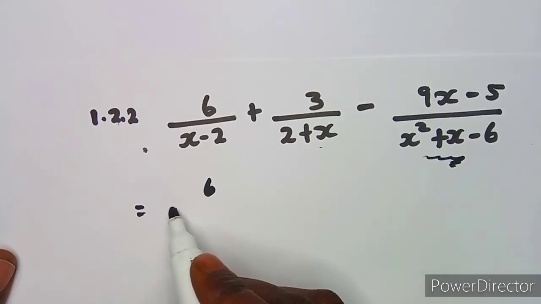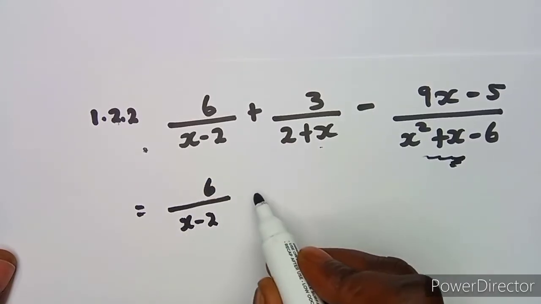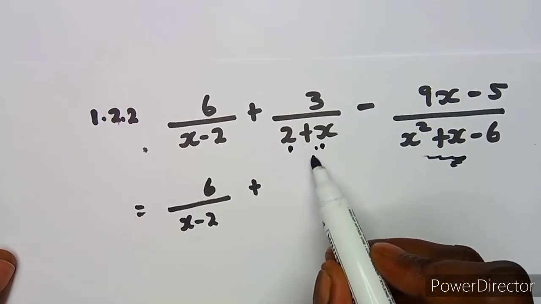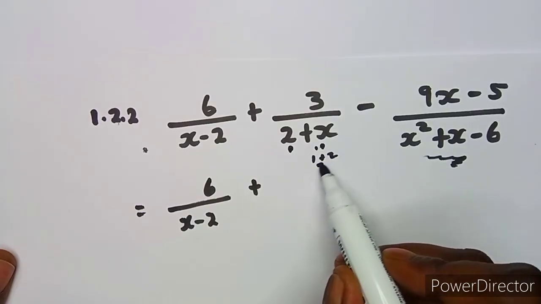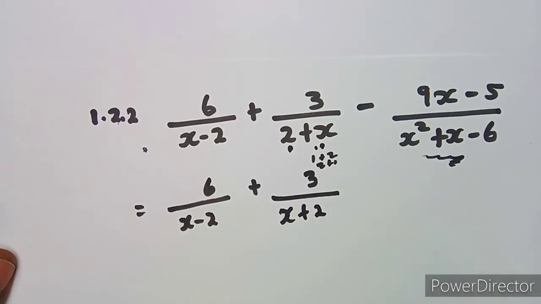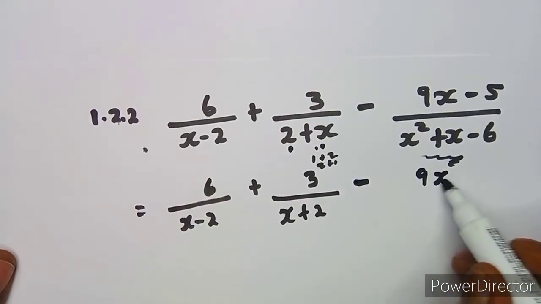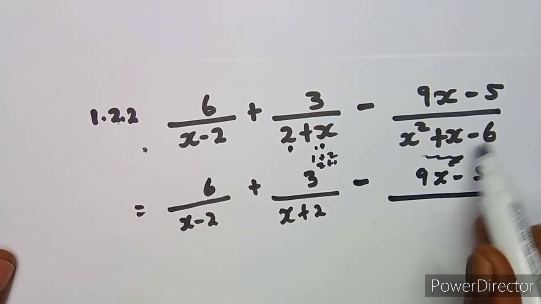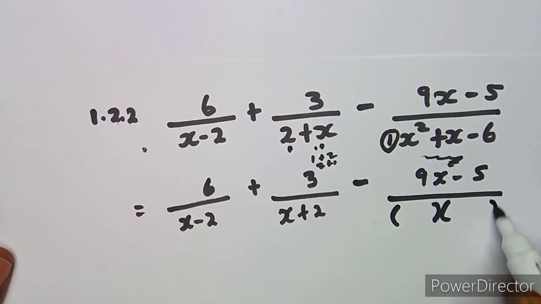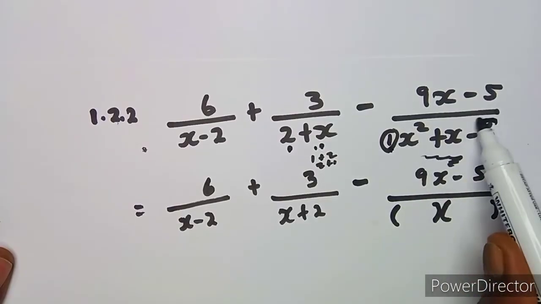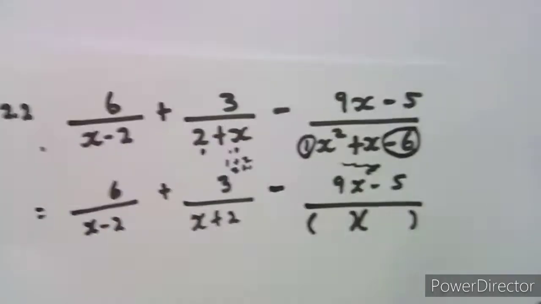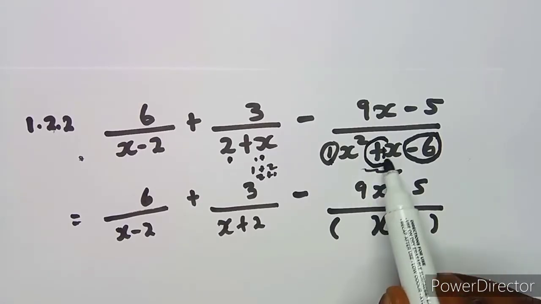So this is going to be 6 over x minus 2 plus, okay, guys, 2 plus x and x plus 2 are just the same, just like 1 plus 2 and 2 plus 1 is just one and the same thing. So you can write this as x plus 2, at least it can make sense, minus 9x minus 5 over, then this we can factorize directly because the coefficient of x squared is minus 1. So we just need factors of minus 6 that we are going to add to obtain plus 1.